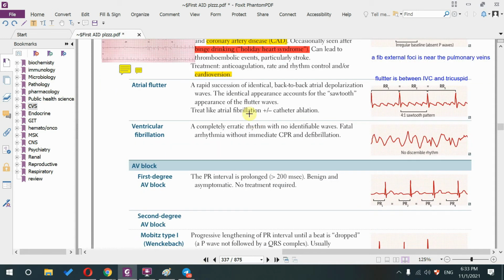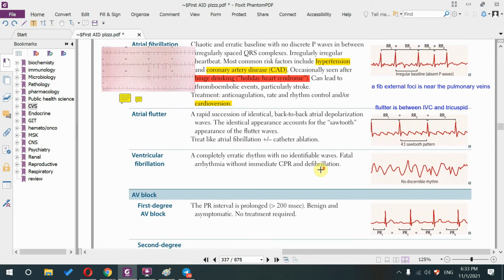So, they write, the identical appearance accounts for the sawtooth appearance of the flutter waves. The treatment is exactly like you did in atrial fibrillation. That's why I spent time on it, because it's a two-in-one type of thing. But here there is catheter ablation, and you can do ablation here. But I want a really smart person to tell me in which condition of these two conditions you must penetrate a structure that originates from the septum primum.